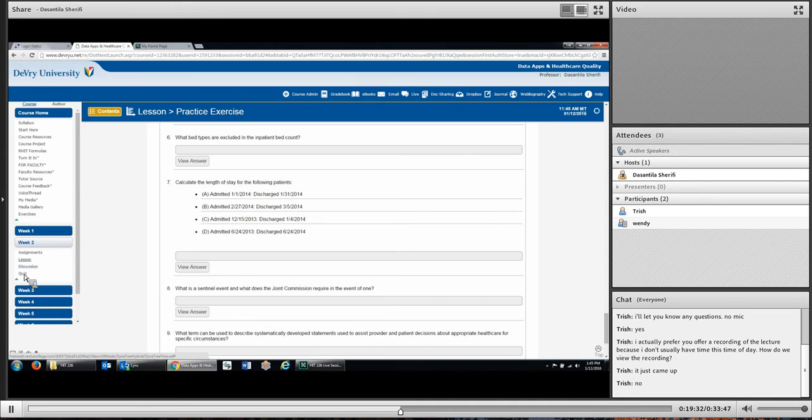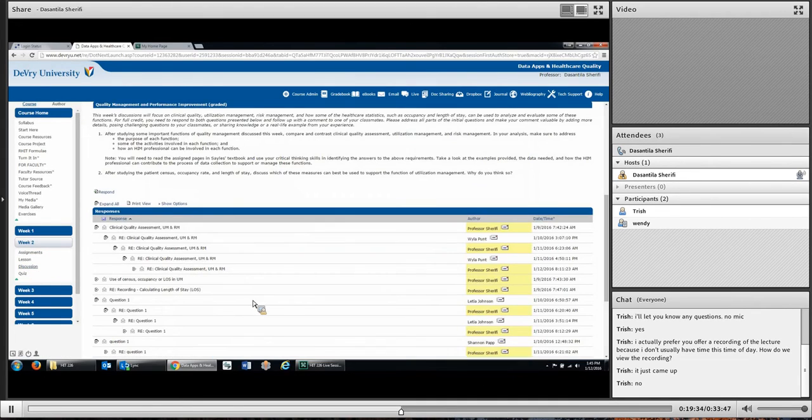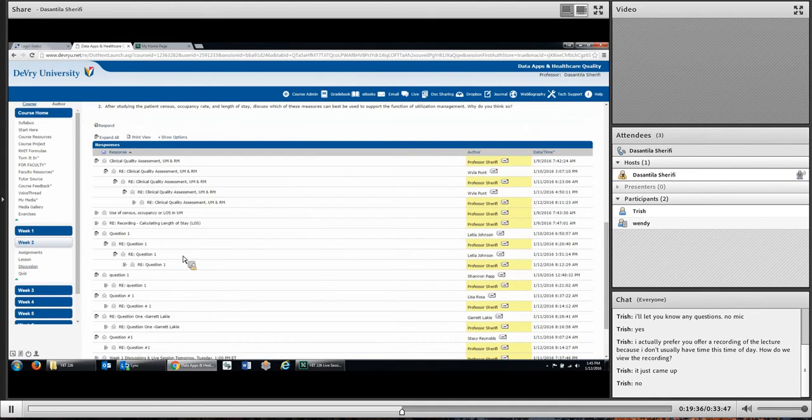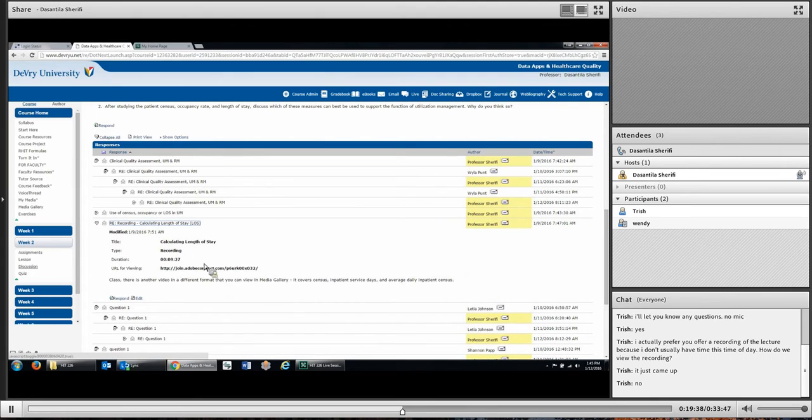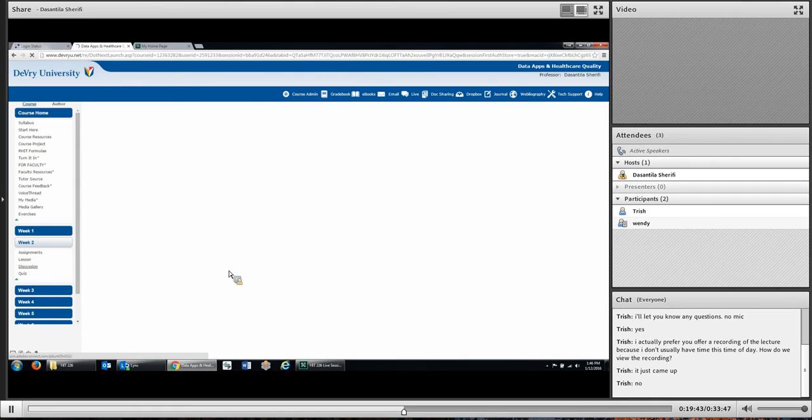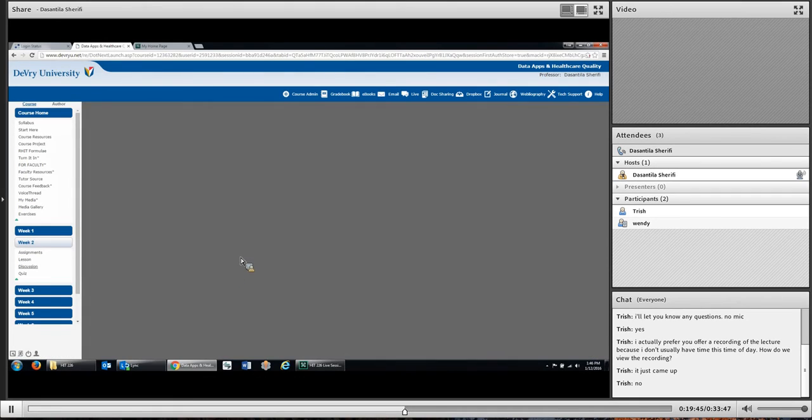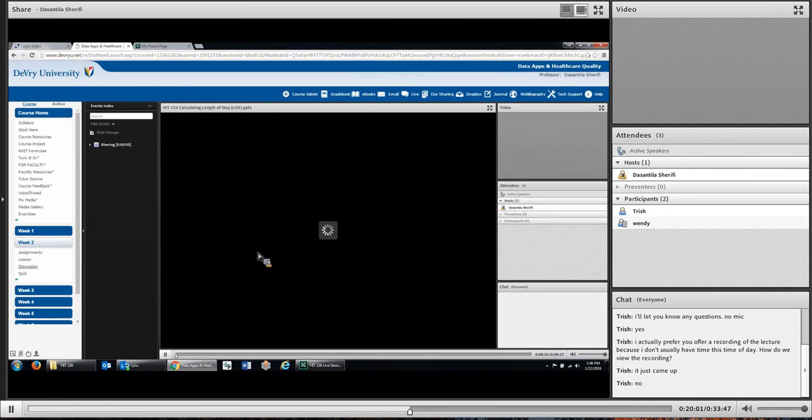Now, I'm going to go in the discussion area and show you where I posted the recording for calculating length of stay. So you would click on this link, and then I have a recording similar to the one I'm doing now that shows you how you can calculate the length of stay. And I can guarantee you in your quiz there will be a problem that asks you to calculate length of stay. By the way, length of stay is how long a patient stayed in the hospital.